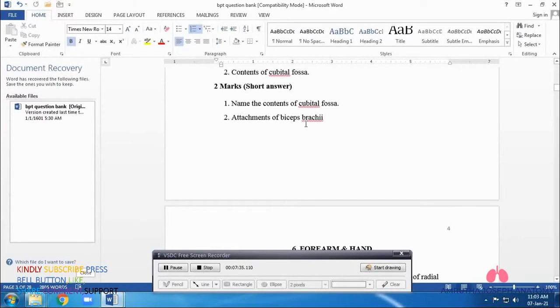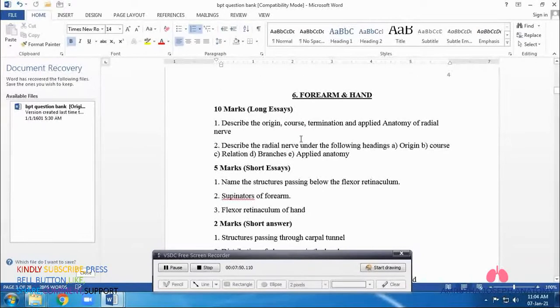Forearm and hand. In this area a 10 marker can be origin, course, termination and applied anatomy of radial nerve. Radial nerve can be asked as a full essay where you have to write about the formation and distribution, and how it is applied. Again the radial nerve is asked here.